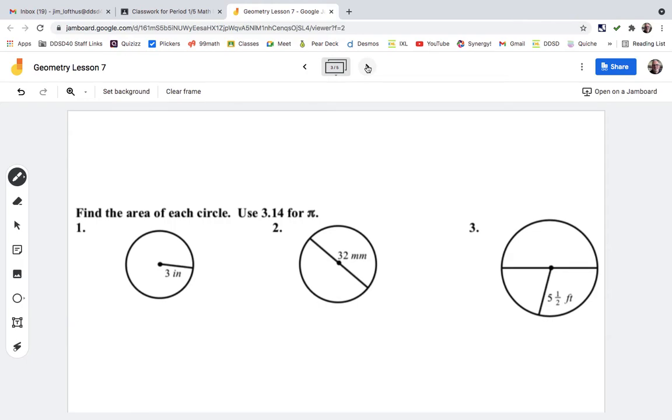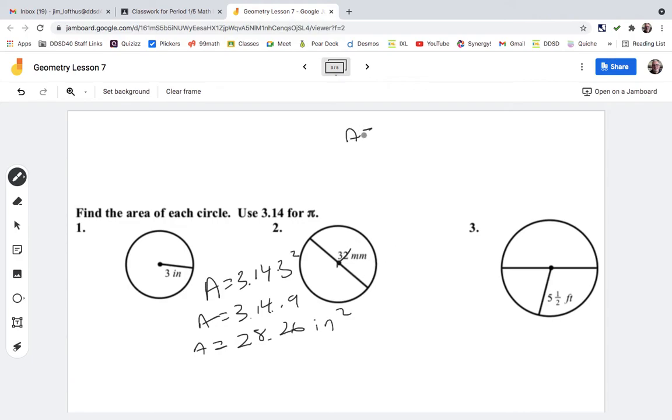Okay, find the area of each circle. Area equals 3.14 times 3 squared. Area is equal to 3.14 times 9. Area is equal to 28.26. And that's inches squared. We have to cut this in half, so we're going to use 16.